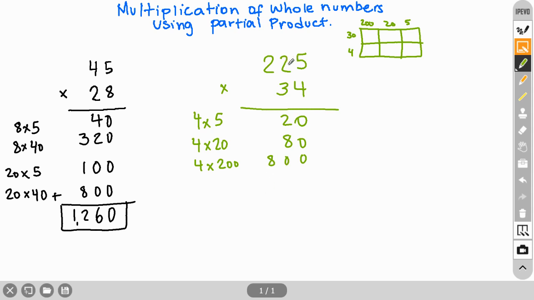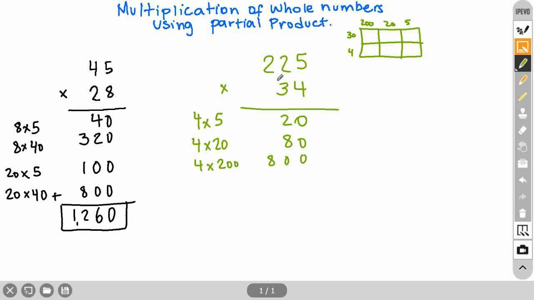Think about it when we talked about place value. Remember that every time if we have 2 digits that are the same and one is right after the other, you know this one is 10 times greater than this. So that's why there's an extra 0 here. Well, we are done multiplying 4 by all 3 of them.